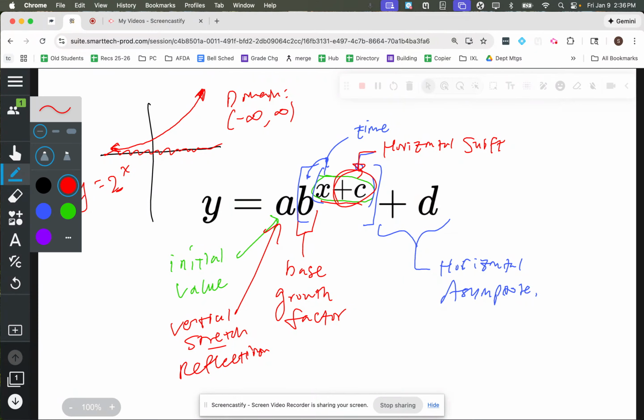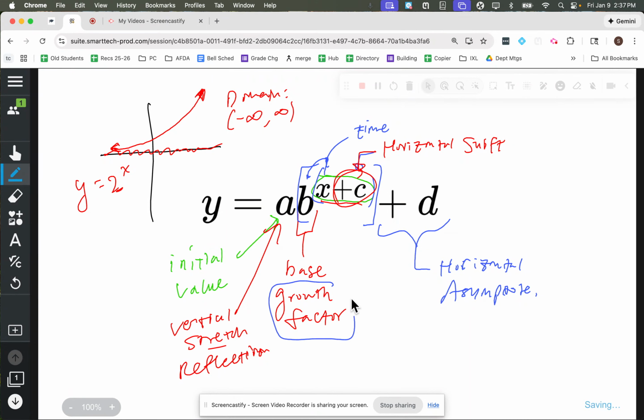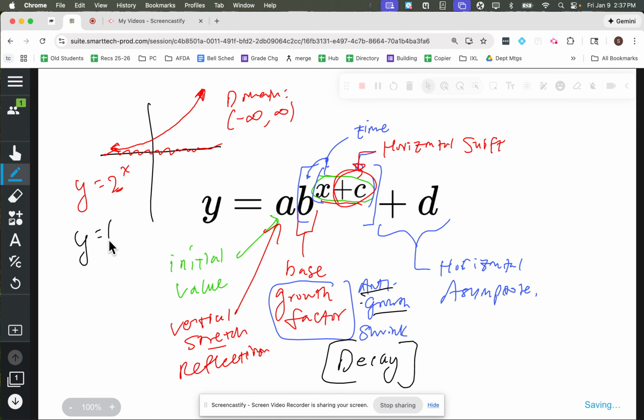Here's one more thing before we check out the Delta Math. This can be a growth factor, but it can be an anti-growth factor. It can be a shrink factor. The math word for it is decay. Okay, it's anti-growth. And how do you create anti-growth? Well, you saw that in the financial stuff. Here's an example of anti-growth.